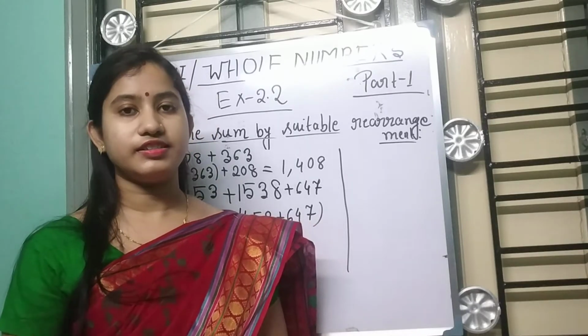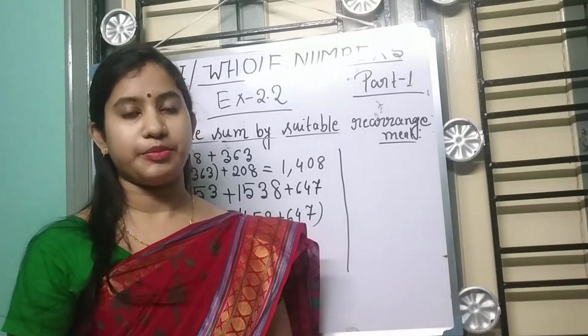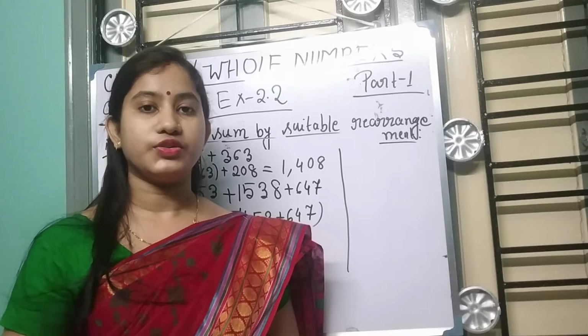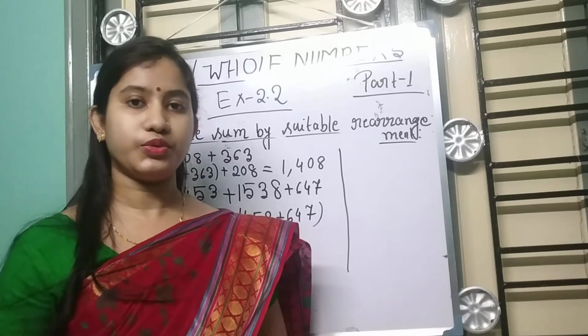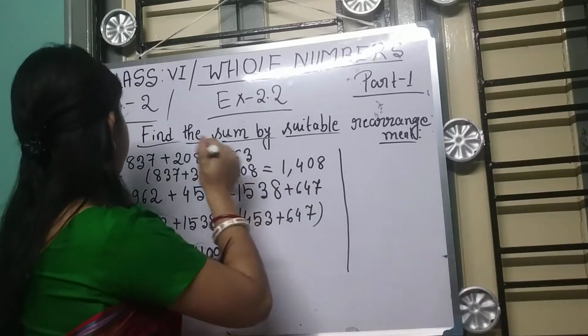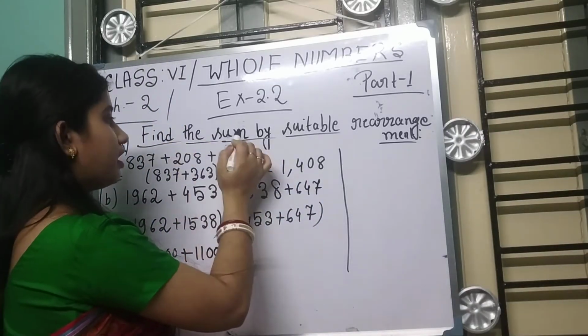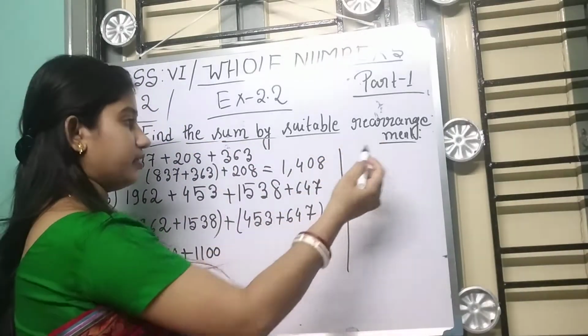In the last classes, we already discussed whole numbers. So, today we will discuss exercise 2.2. Now, here it is given: find the sum by suitable rearrangement.